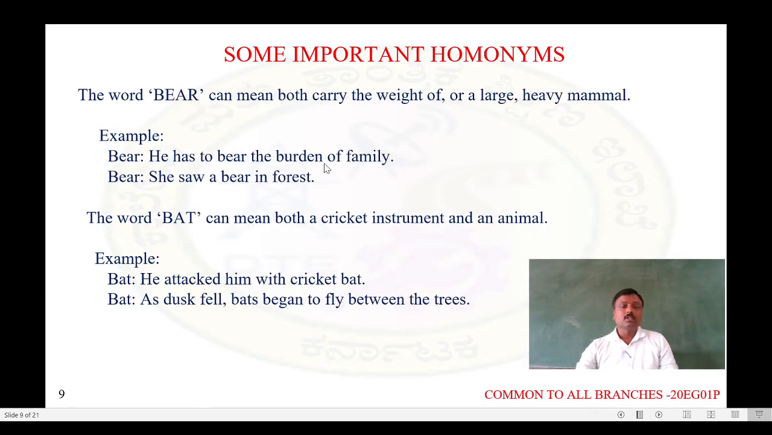Like this we have two more examples on homonyms. The word bear. Bear can mean both carry the weight of, or a large heavy mammal. So it can give two meanings. Here the example: he has to bear the burden of family. Here bear means carry the weight of. She saw a bear in the forest. Here bear means a large heavy mammal.